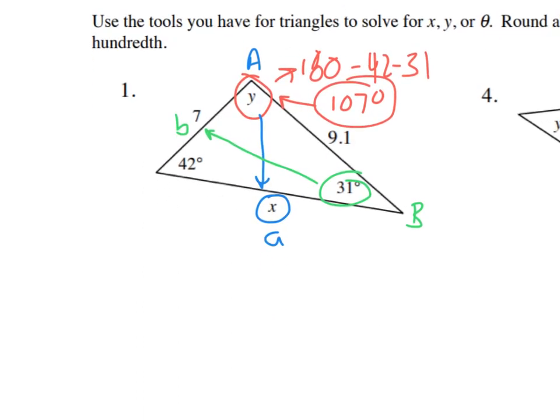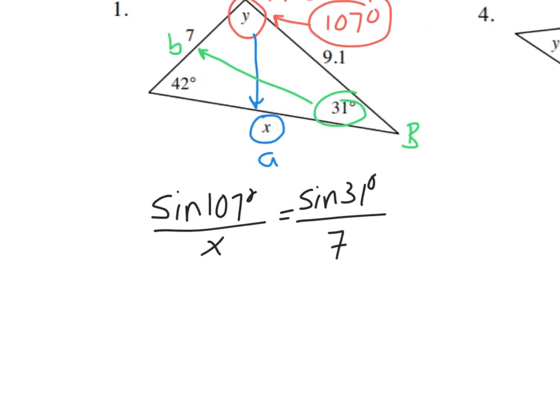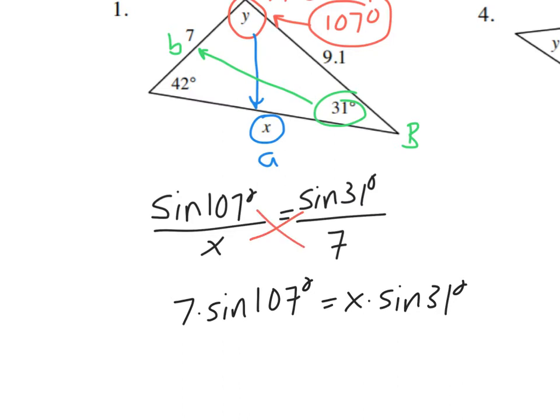So as I go to set up my law of sines problem, I'm going to say the sine of angle A, which is 107 degrees, divided by side length a, I don't know what that is, x, is equal to the sine of 31 degrees divided by the side length across from that, which would be 7. And so now I'm going to cross multiply, and I get 7 times the sine of 107 degrees equals x times the sine of 31 degrees. So again, I multiplied across here.